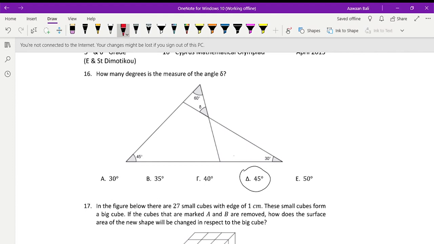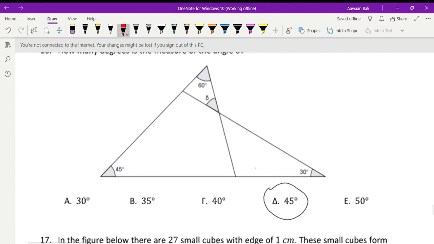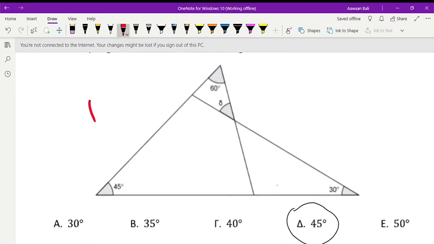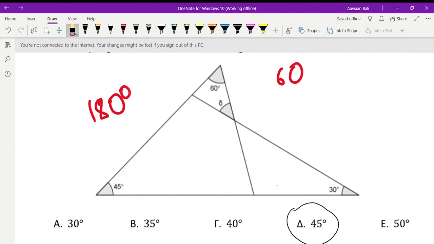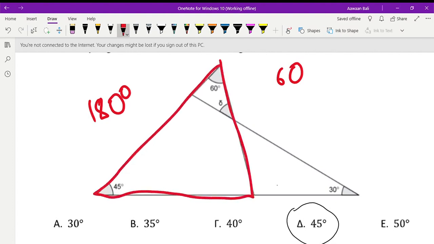Now, question number 16. How many degrees is the measure of angle delta? This is easy if you know that the sum of the angles of a triangle is 180 degrees, since you know that. So, okay, we'll look at this triangle first. We could actually look at 2 methods, but we'll look at the first method first. So once we're looking at this triangle, we have 60 plus 45.